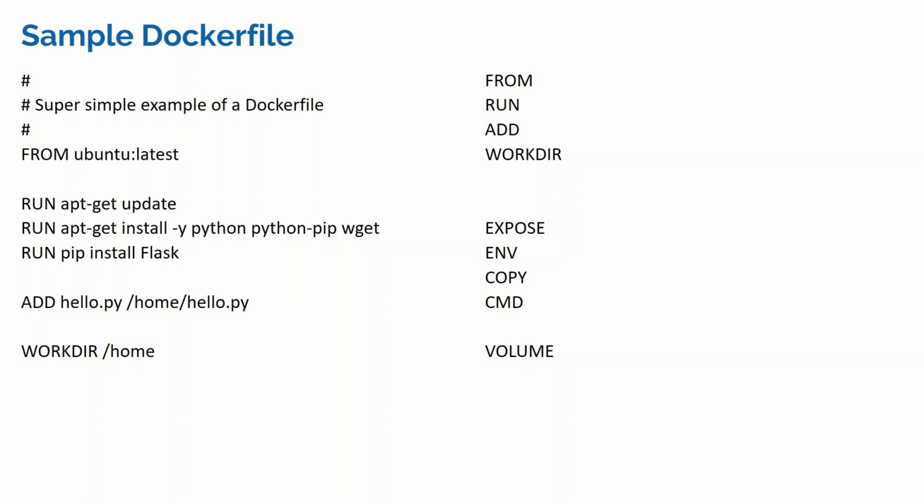But actually we will need expose, because we will be exposing the port 3306. Remember, in our last exercise, we had to expose 3306 for the container. So in the Dockerfile, we will have to expose the 3306 port as well. And environment, we may or may not need, similar to the run.